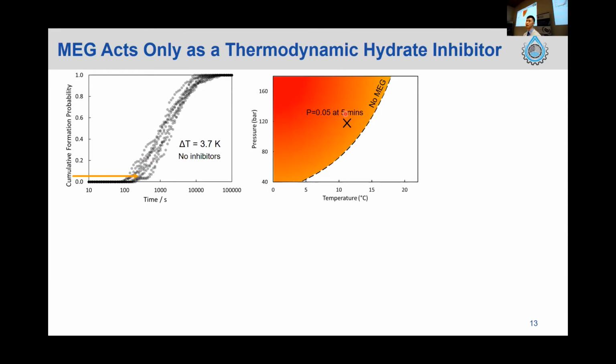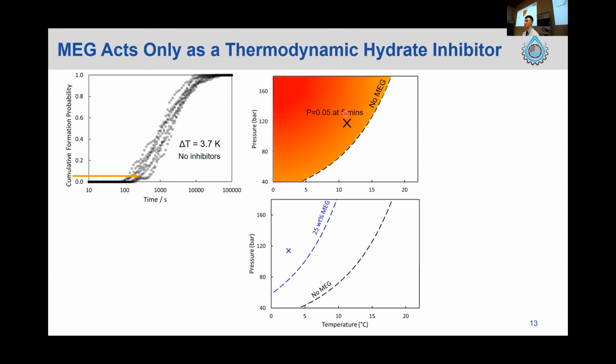So now, if you add MEG to your system, what will happen? If you attended the previous tieback symposium, I presented some results with 5 weight percent MEG, but 5 weight percent may not affect the system much. So here, this is the latest data set where I have added 25 weight percent MEG. Imagine if you operate at the same experimental condition, what would you expect? You're going to get nothing. You're not going to get any hydrate formation because it's outside of the hydrate equilibrium region.